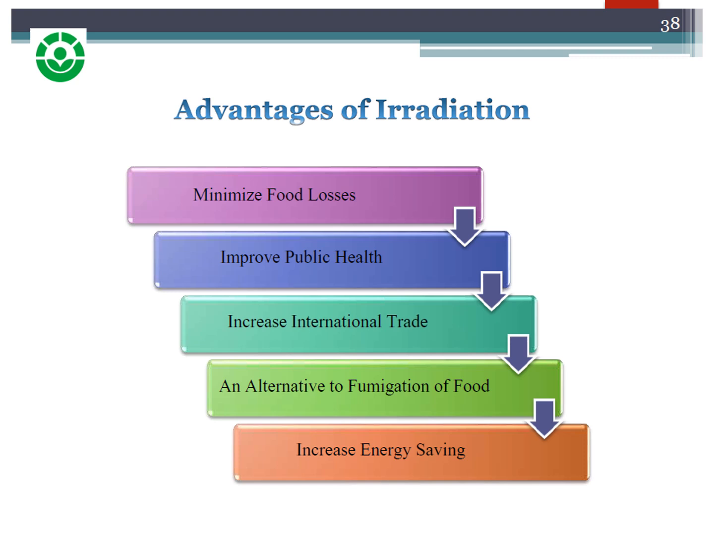Next, we see what are the advantages of irradiation. First one is minimizing food losses, improving public health, increasing international trade, being an alternative to fumigation of food, and increasing energy saving. So, it can kill many insects and pests that infest foods. It can delay or stop normal ripening and decay processes so that foods can be stored for longer. It can kill dangerous microorganisms in foods.